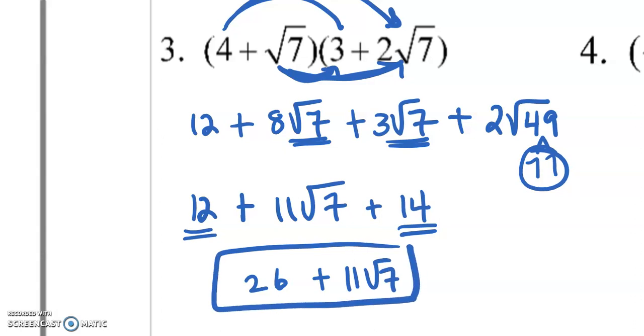Do not put them together as 26 plus 11. You do not add them. This is attached to the radicand. This is not. So your answer is 26 plus whatever 11 root 7 is. And that's a pretty common problem, so you will see those.